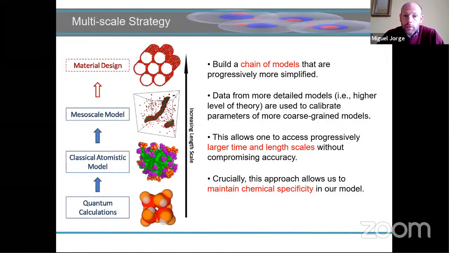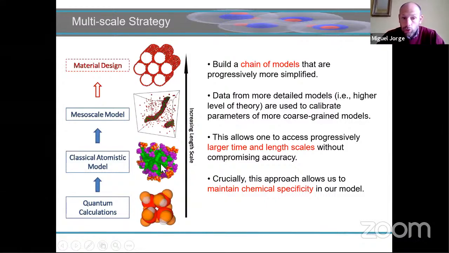As I told you, this involves bridging several length scales. So we start from the quantum level. We do some quantum calculations on small molecules to obtain parameters like charges and geometries of molecules that allow us to then develop these classical atomistic models, which are classical in the physical sense, right? So there are no electrons or protons here, but all the atoms are represented explicitly and they can interact with each other through intermolecular potentials.